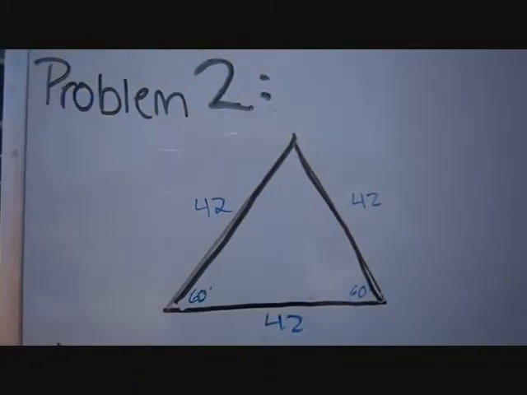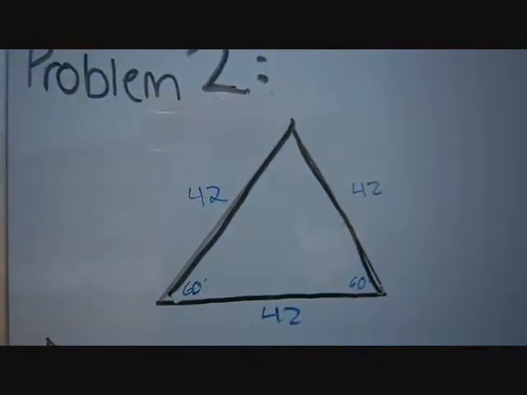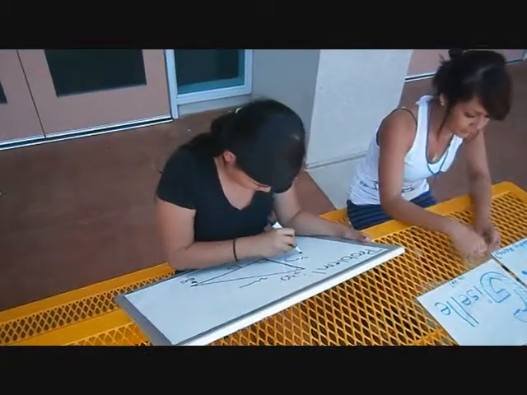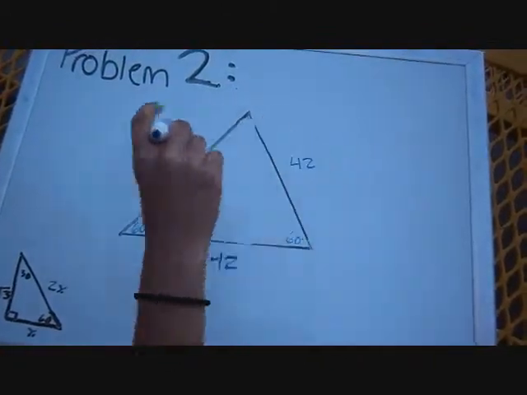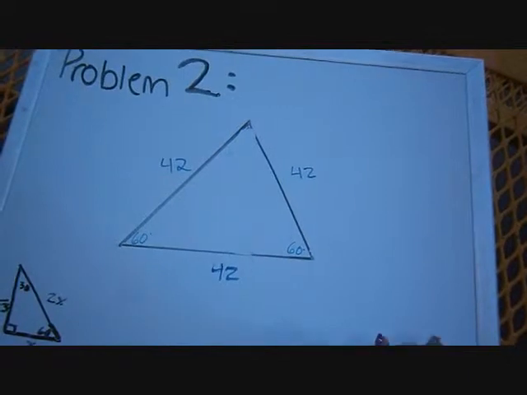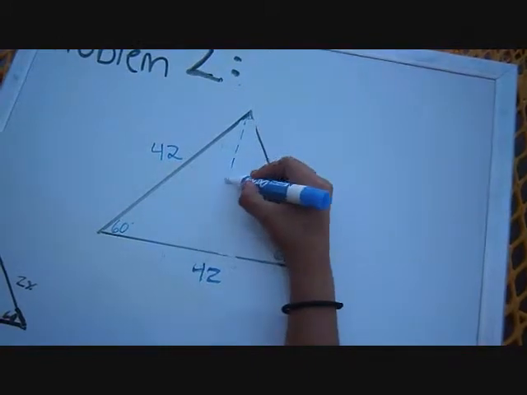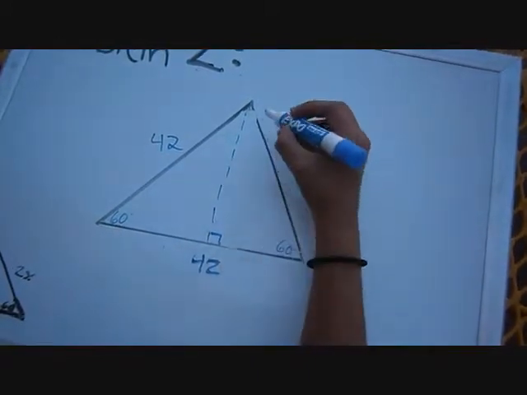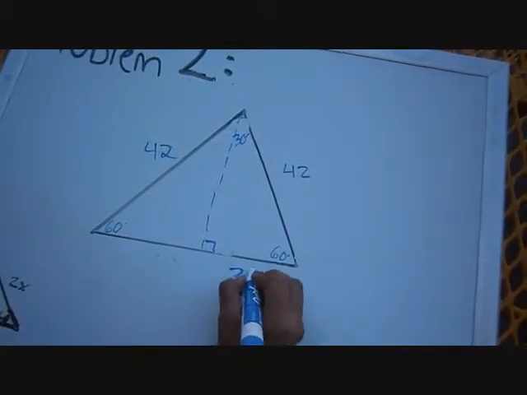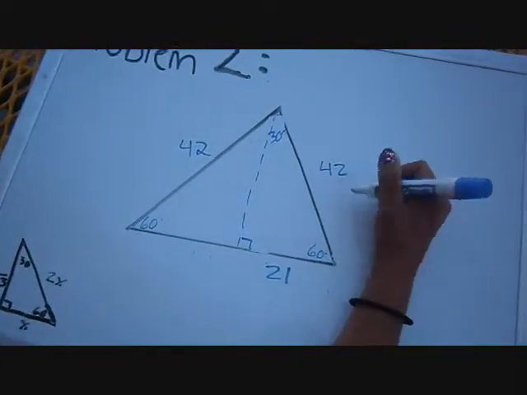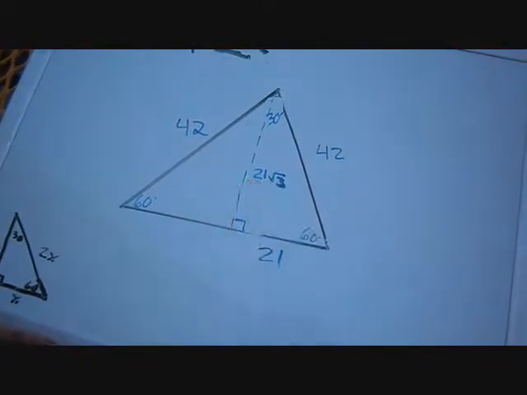Problem number 2. This again is an equilateral triangle where all angles measure 60 degrees. Giselle will have to solve for the height. When you know all the sides of an equilateral triangle, you can find the middle by using 30, 60, 90. When you cut the 60 degree angle and it perpendicularly bisects the bottom, you now have a 30 degree angle. Across from your 30 degree is your x, which is 21. Your 2x is 42. So across from your 60, it would now be 21 radical 3.